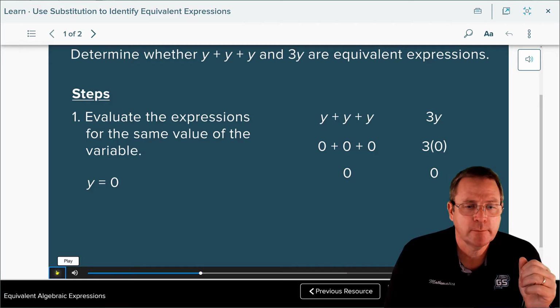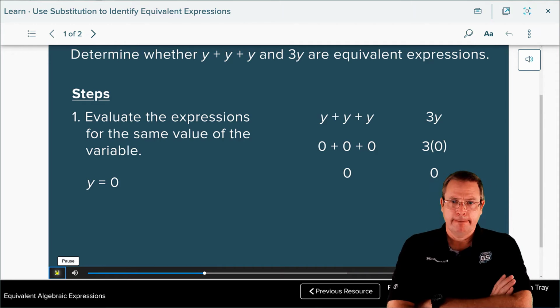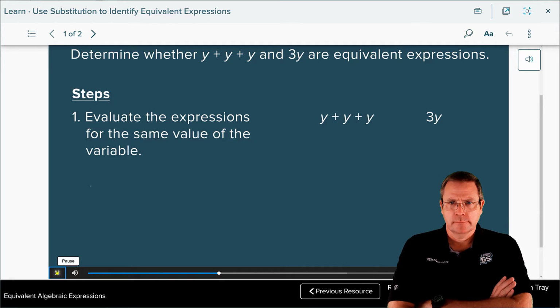Let's keep going. Indicates that the expressions are equivalent, repeat the process with a second value of the variable. Choose a second number, such as 5, and substitute it for the variable in the first expression. 5 plus 5 plus 5 is 15. Repeat for the second expression. 3 times 5 is also 15. When y equals 5, the expressions have the same value.